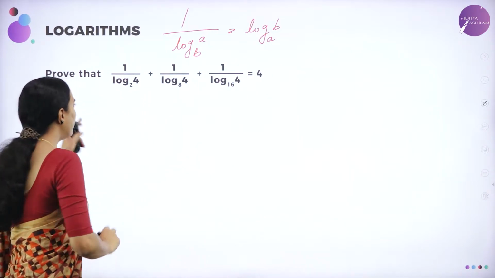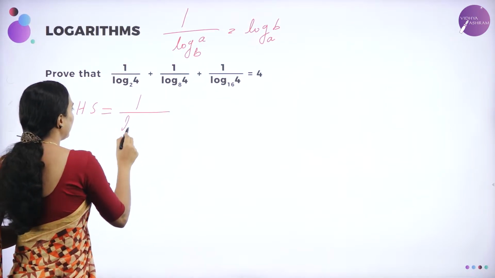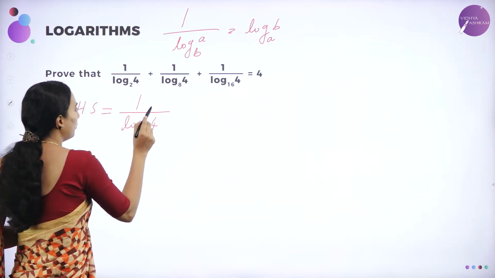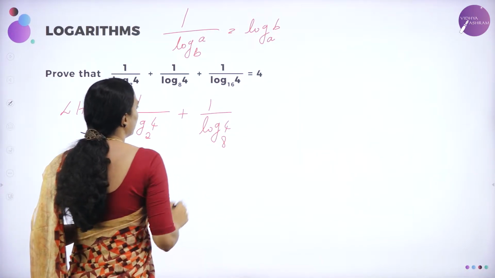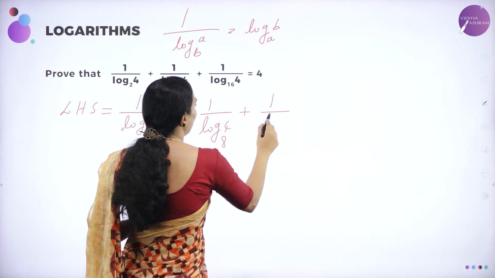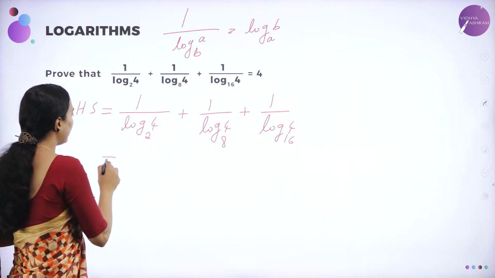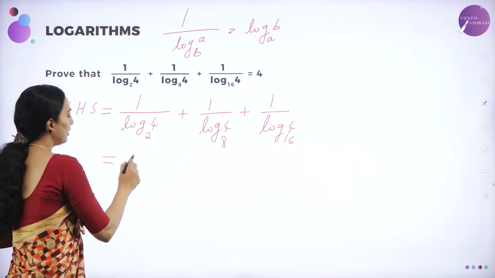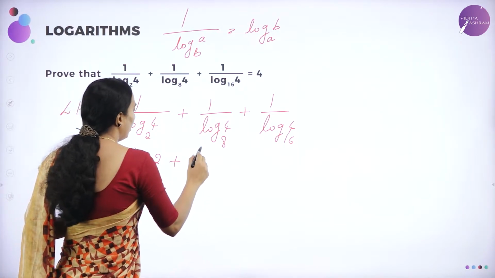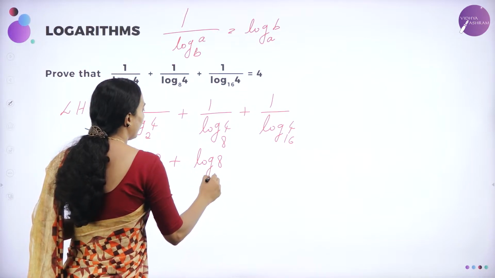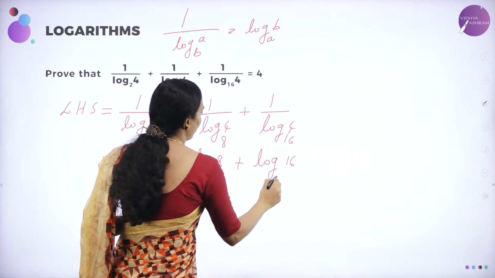So therefore, I am going to take the LHS here. LHS will be equal to 1 divided by log 4 to base 2 plus 1 divided by log 4 to base 8 plus 1 divided by log 4 to base 16. So therefore, you can have here 1 divided by the reciprocal, the base will change automatically: log 2 to base 4 plus log 8 to base 4 again, and plus log 16 to base 4, correct?